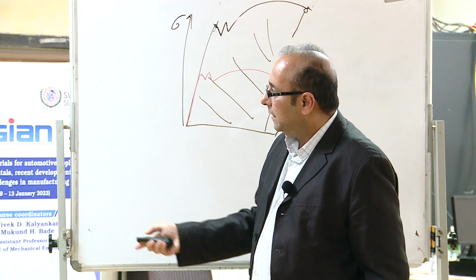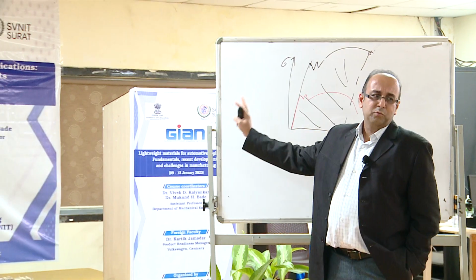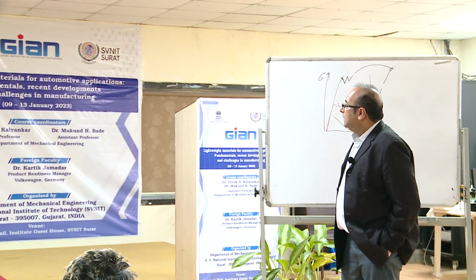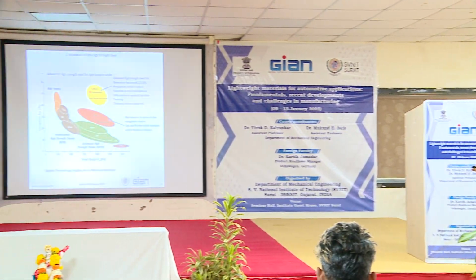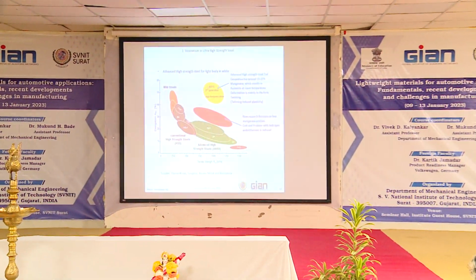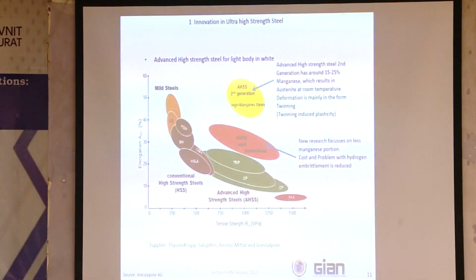And we are basically finding that this is a very good material. Most of the OEM goes for it. The other material today also was from ArcelorMittal, advanced high strength steel. The first generation and the second generation. What is the difference between them?